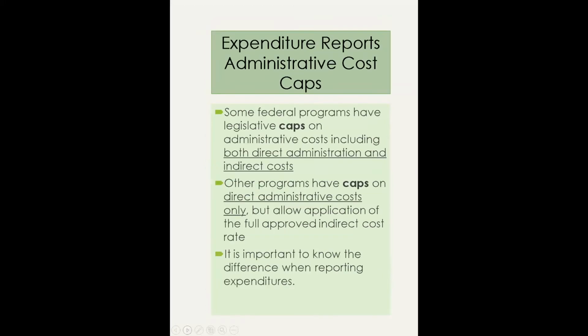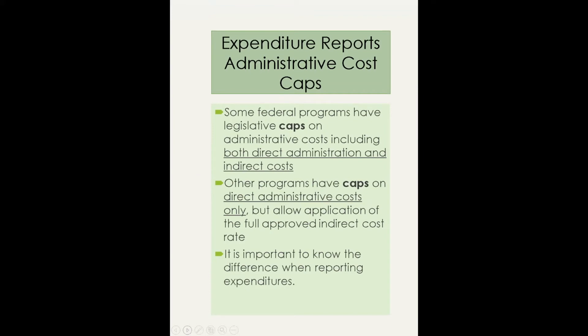All right, so why is this important? Why do you care when you're doing the Con App? Well, we care because some federal programs have caps on administrative costs. For some programs, that cap covers both direct administrative costs and indirect costs, so you have one chunk. In other words, you have to take the two together, and there's a cap on how much those two can be. But other programs have a cap only on direct administrative costs, and they allow you to apply your full indirect costs.